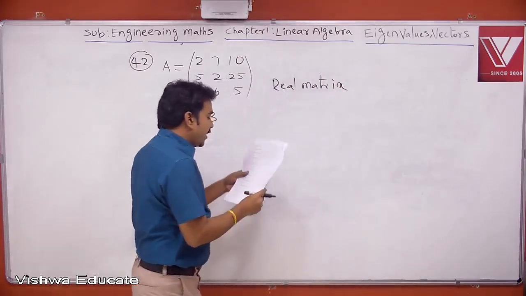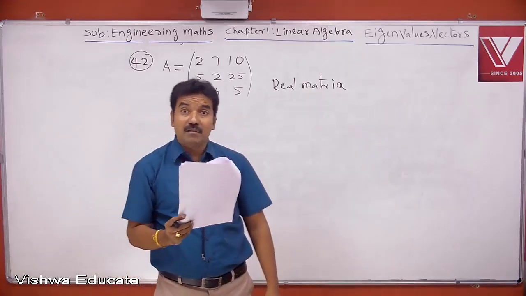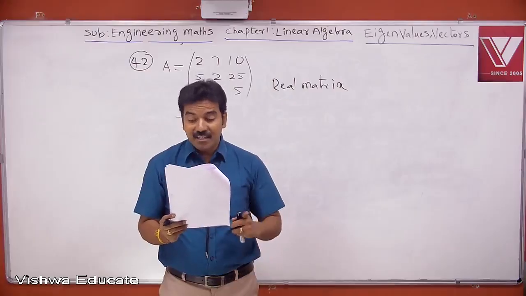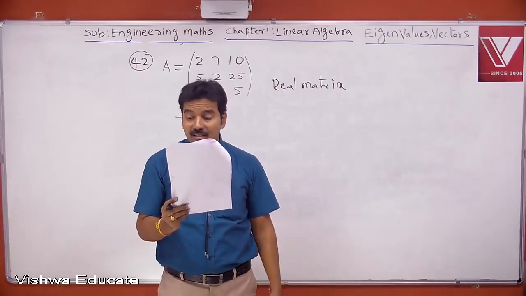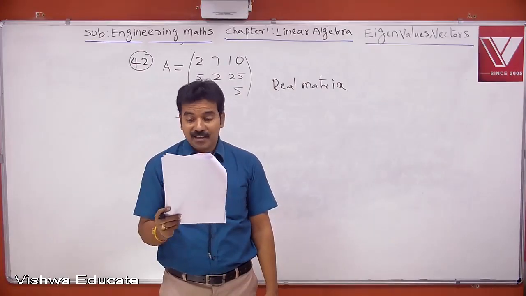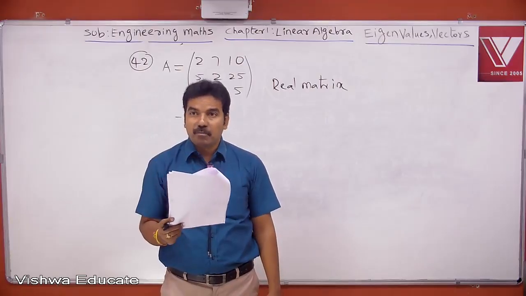Therefore, if something is a real matrix and a complex number is an eigenvalue, then its conjugate also becomes an eigenvalue. If C is right, then D must be right. If D is right, then C must be right. So two right options should not be there in a particular question. Therefore, C and D should not be right. So the answer can be either 18.33 or minus 18.33.